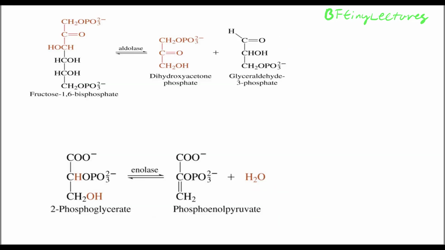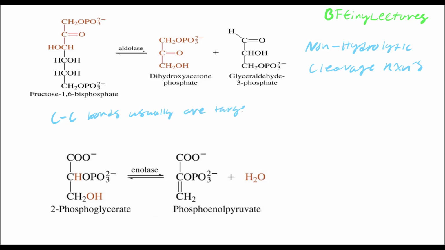Another type of reaction that might occur during catabolic pathways, okay, are the non-hydrolytic cleavage reactions. In this case, cleavage means breakage, or we're going to break something. So the most common bond that is cut during those reactions are carbon-carbon bonds. So carbon-carbon bonds usually are targeted. Okay.